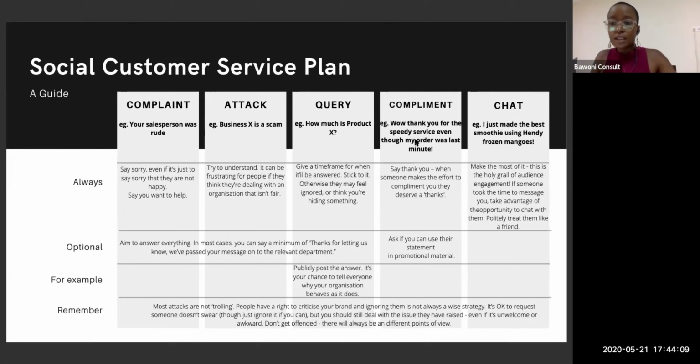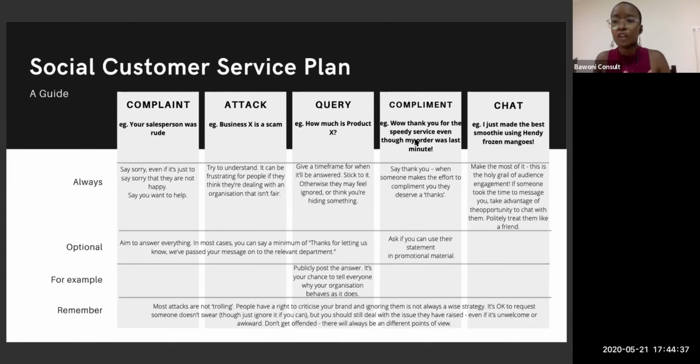And with the chats, this is just conversational. So someone just randomly posts, I just made the best smoothie using Hendy frozen mangoes. So with this, you can actually engage in a conversation, and this is how you do your customer engagement and you build customer relationships. So you make the most of it. It's like the holy grail of audience engagement. If you see someone talking about your product and service in such a positive way, let them know that you see it. So respond to it and say, oh, what kind of smoothie did you make?